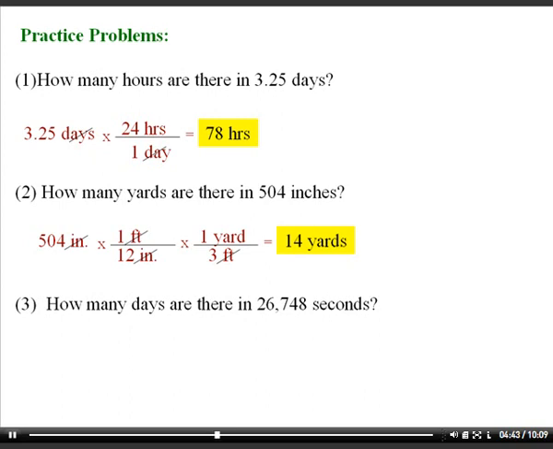In the last example, we have 26,748 seconds. That's our given. Write it down. Put your times line. The unit of seconds goes on bottom. We're going to change it to minutes by using the ratio of 1 minute over 60 seconds.